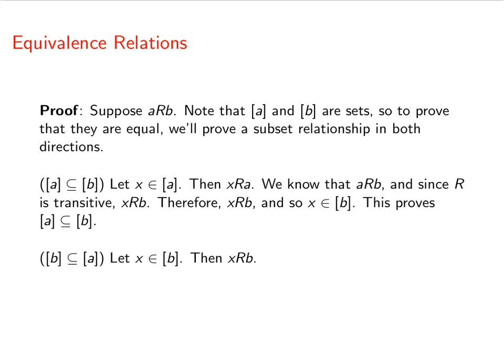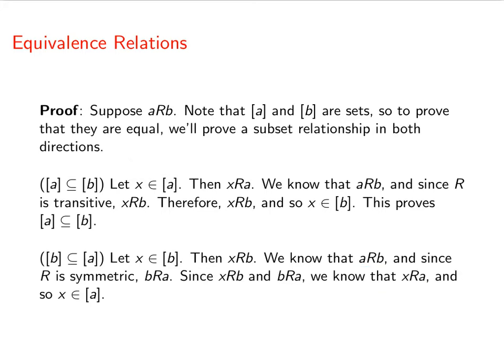Let's let x be an element of the class of b. That tells us that x is related to b. Now, I already know that a is related to b, and since R is symmetric, we'll flip that around. So we can take a related to b and flip it around to b related to a. Now we'll use transitivity. We know that x is related to b and b is related to a, and so that tells us that x is related to a, and that means that x is an element of the class of a.